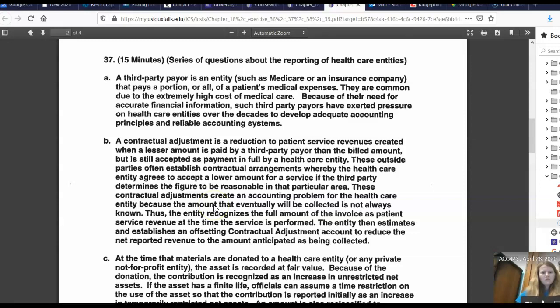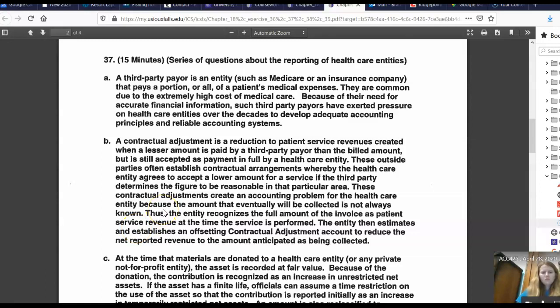So if you have, let's just say Wellmark Blue Cross Blue Shield, and you go in and have your hip replaced, they have made some kind of contractual agreement with Avera that we will pay X amount of dollars for that hip replacement, because we're going to send all of our Wellmark Blue Cross customers to your facility.